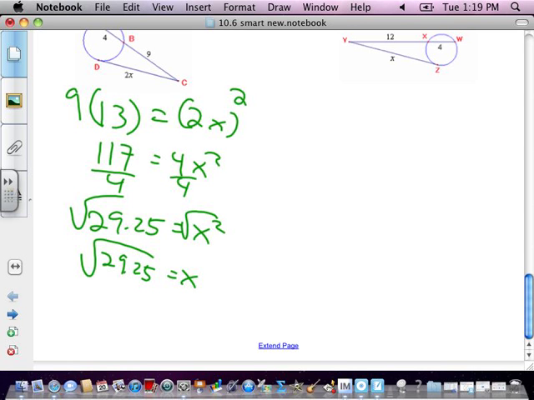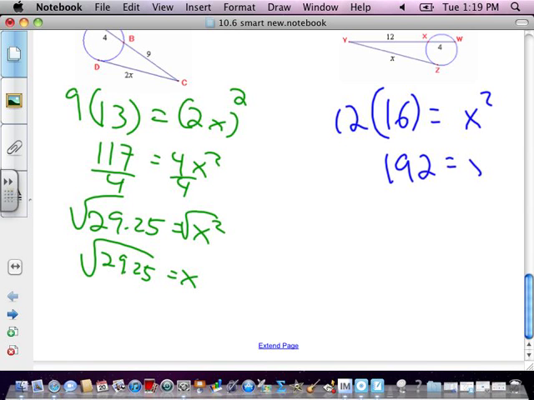Okay, so we're going to do 12 plus 4, and then we have to multiply what's on the outside. Equals x squared. So 12 times 16 is 192. Equals x squared, and then we take the square root of both sides. Does this come up nicely? Probably not. 13.8. All right, so we can just leave it as the square root of 192. That's fine. Any questions? I think this was a lot easier than yesterday's stuff.